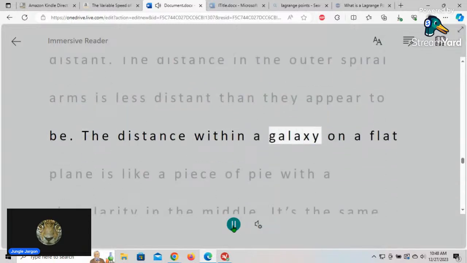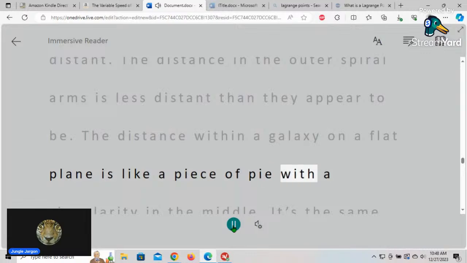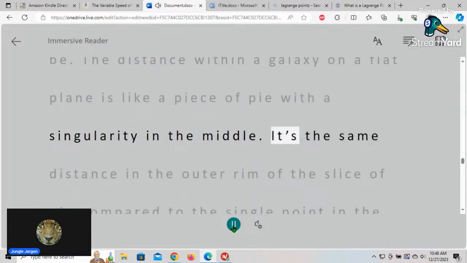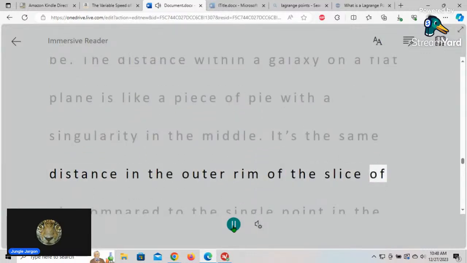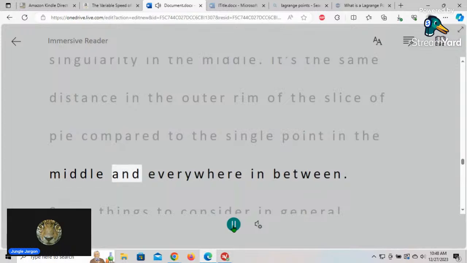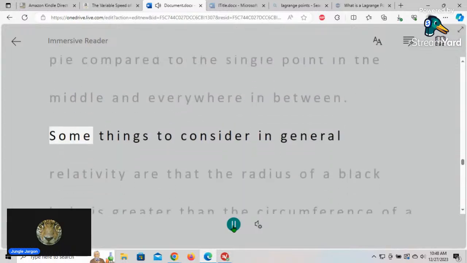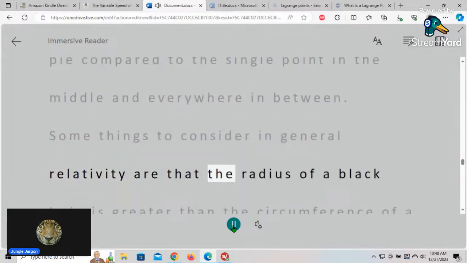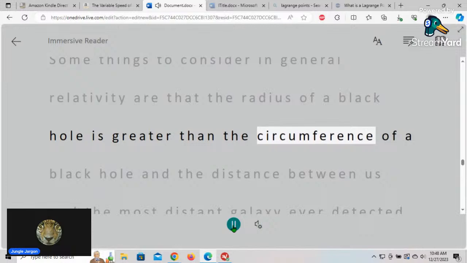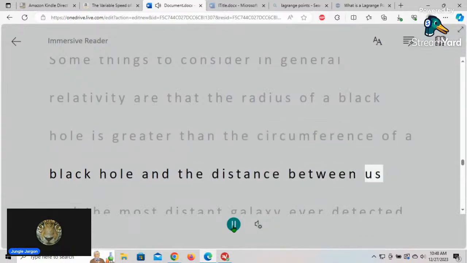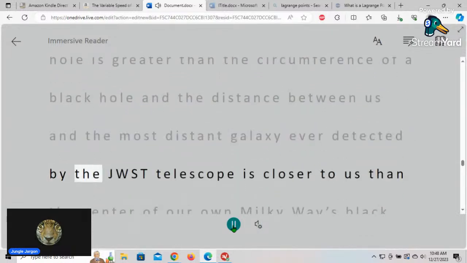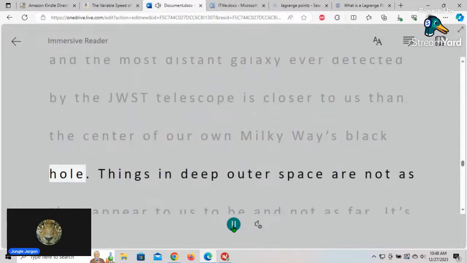The distance within a galaxy on a flat plane is like a piece of pie with a singularity in the middle. It's the same distance in the outer rim of the slice of pie compared to the single point in the middle and everywhere in between. Some things to consider in general relativity are that the radius of a black hole is greater than the circumference of a black hole, and the distance between us and the most distant galaxy ever detected by the JWST telescope is closer to us than the center of our own Milky Way's black hole.